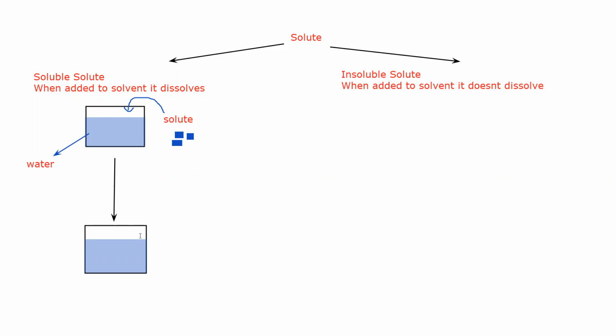So when it completely mixes or dissolves, a solute which can dissolve in the solvent and make a clear solution, this type of solute is known as a soluble solute.